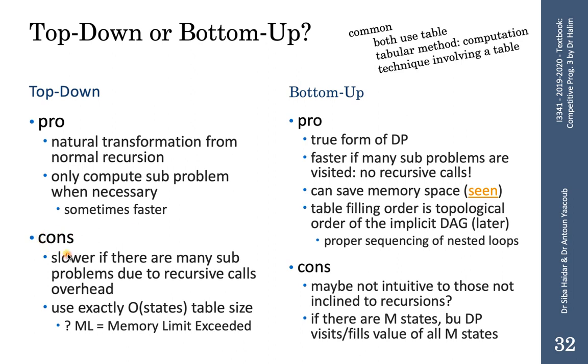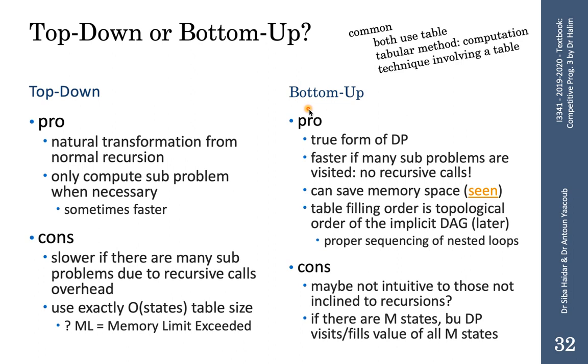The con of the top-down approach is that it is slower. Why is it slower? We said already that you only compute the subproblem when necessary, so this sometimes makes it faster, because we don't compute all the subproblems. But then in the cons, we say that it is slower. It is slower when there are many subproblems that you encounter and have to compute, because of the recursive call overhead: calling a recursive function opens a new memory frame in the stack, so this adds overhead. Another con is that it uses exactly the order of the state table size. You cannot, just like we did two slides before, save memory like in the bottom-up approach. So maybe you can reach an MLE verdict, which is memory limit exceeded.